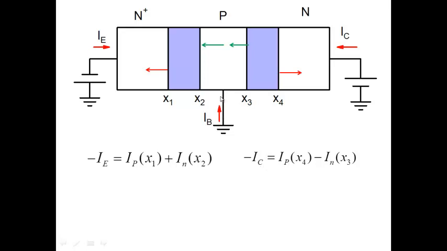Base current is equal to IPX1. Base current is what? It is supplying this current here and is supplying this current here. So base is IPX1 plus IPX4. Right? So these are all the currents that you see here. IE, IC, and IB. All the currents are there.